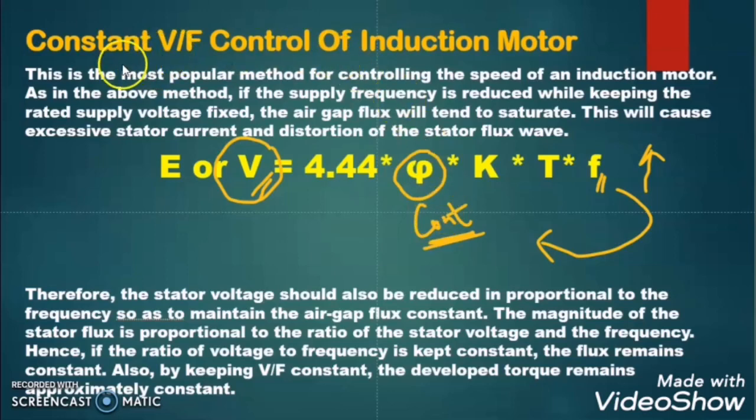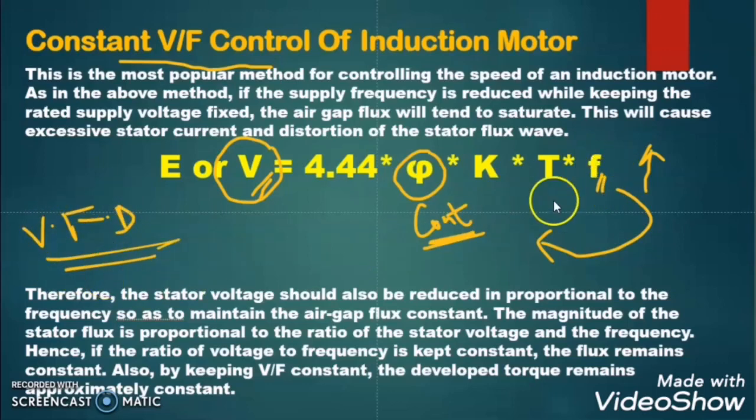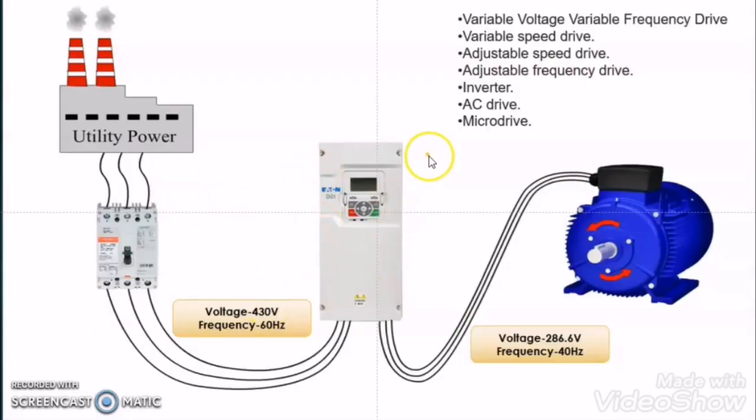So this method is called the constant voltage frequency control method for induction motor speed. This is the function of a variable frequency drive, meaning the variable frequency drive is not only changing the frequency but also changing the magnitude of the voltage. That is why this variable frequency drive is also called a variable voltage variable frequency drive.